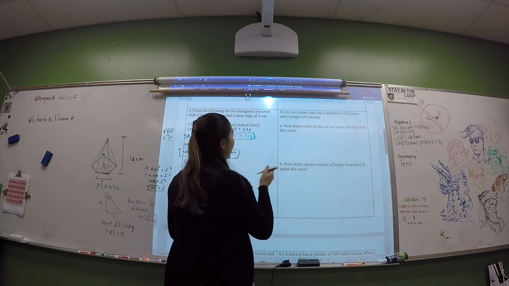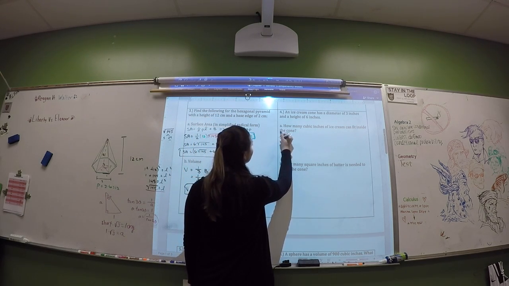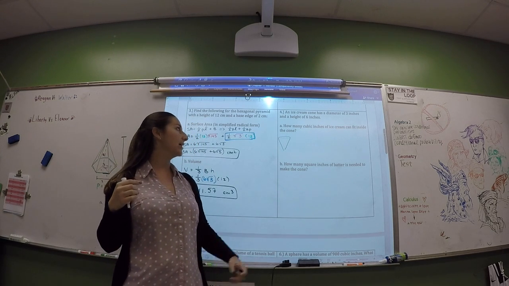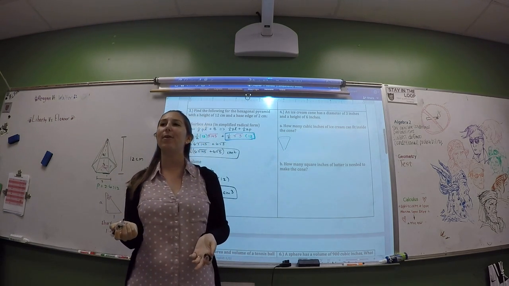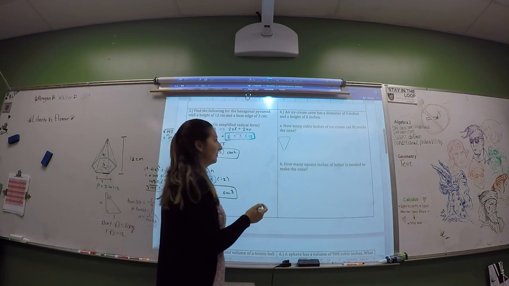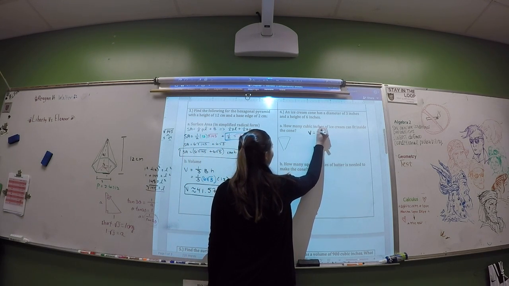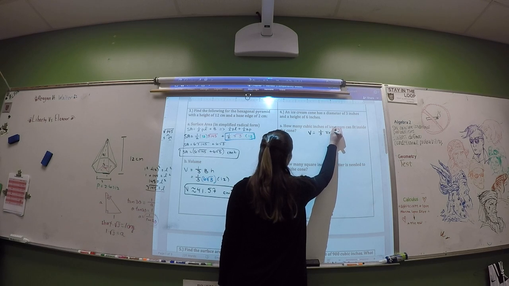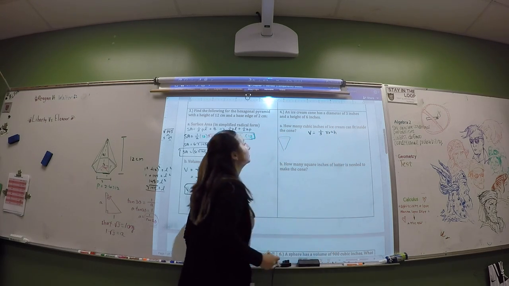So you guys know like an ice cream cone is a cone. This wants to know how many cubic inches of ice cream can fit in the cone. You're just finding the volume of the cone, which is 1/3 area of the base, which is pi r squared times the height.